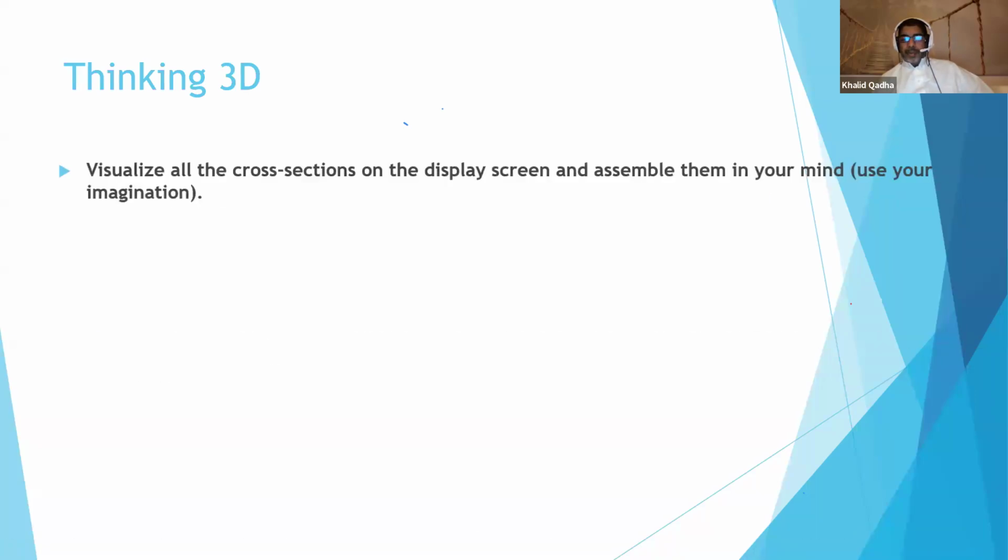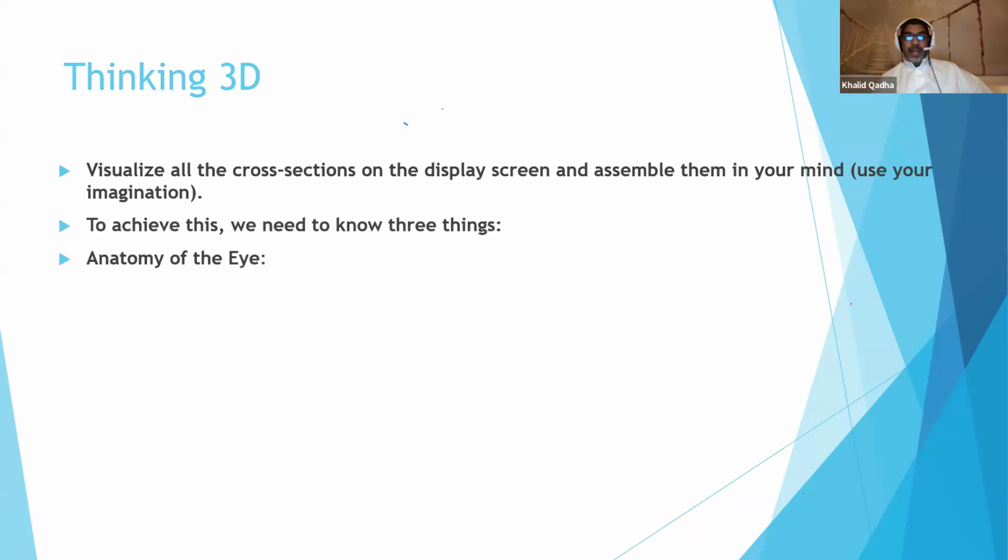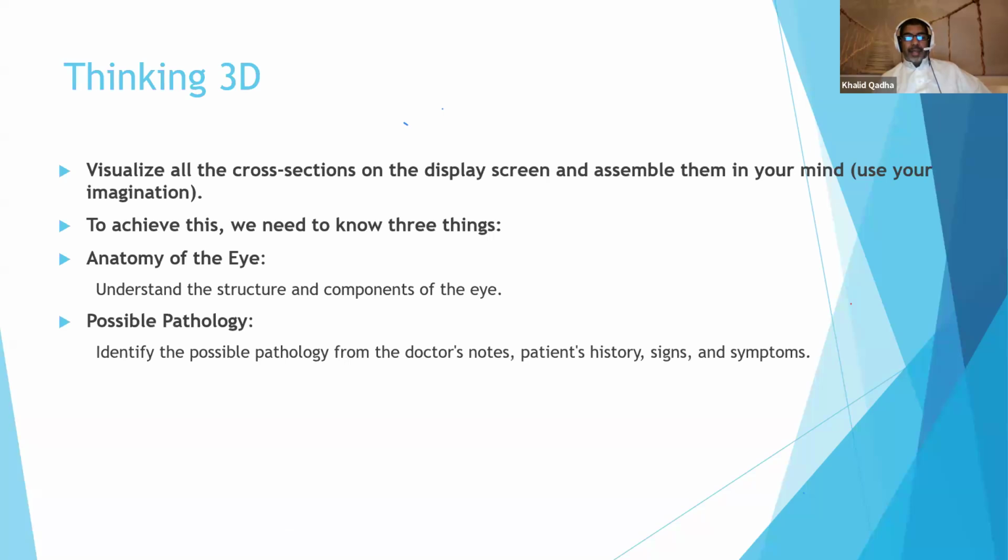So let's say that we found a pathology, like let's say an RD. We need to know the extension of the RD. Is it from posterior to anterior? From which clock hour to which, like from nasal to temporal, from nasal to superior? Once we get the cuts by longitudinal cut and transverse, we will know the extension of that RD. But to achieve this, we need to know the anatomy of the eye, understand the structure and components of the eye, and also the history.